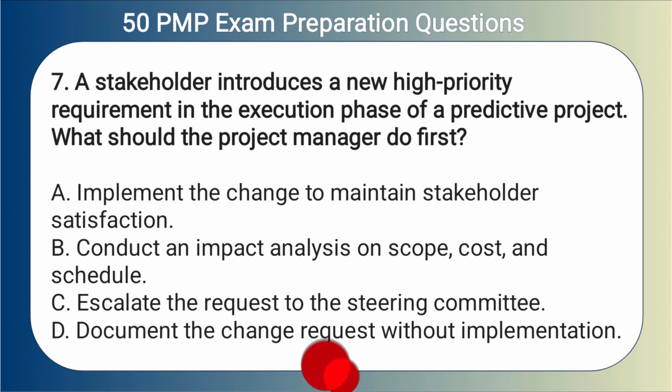7. A stakeholder introduces a new high-priority requirement in the execution phase of a predictive project. What should the project manager do first? A. Implement the change to maintain stakeholder satisfaction. B. Conduct an impact analysis on scope, cost, and schedule. C. Escalate the request to the steering committee. D. Document the change request without implementation.